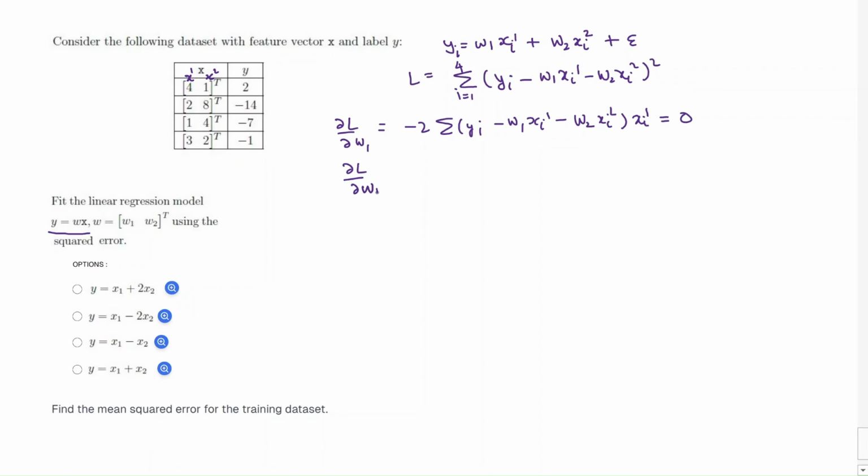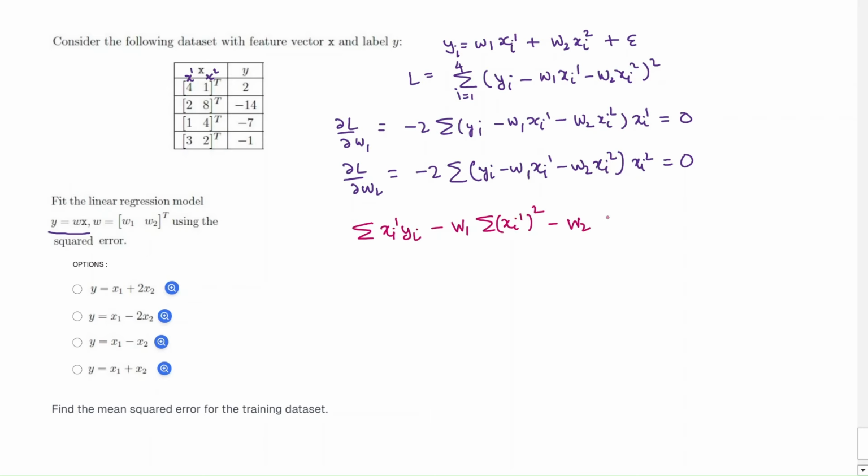Similarly, I can do it for w2 as well. It will be the same thing, the same term, with only one difference, which is that outside we will have xi2. Okay, you can just verify this differentiation. This is very straightforward. Now let me rewrite this in a better manner. It turns out to be summation xi1 yi minus w1 times summation xi1 whole square minus w2 times summation xi1 xi2 equal to 0. This is my first equation.